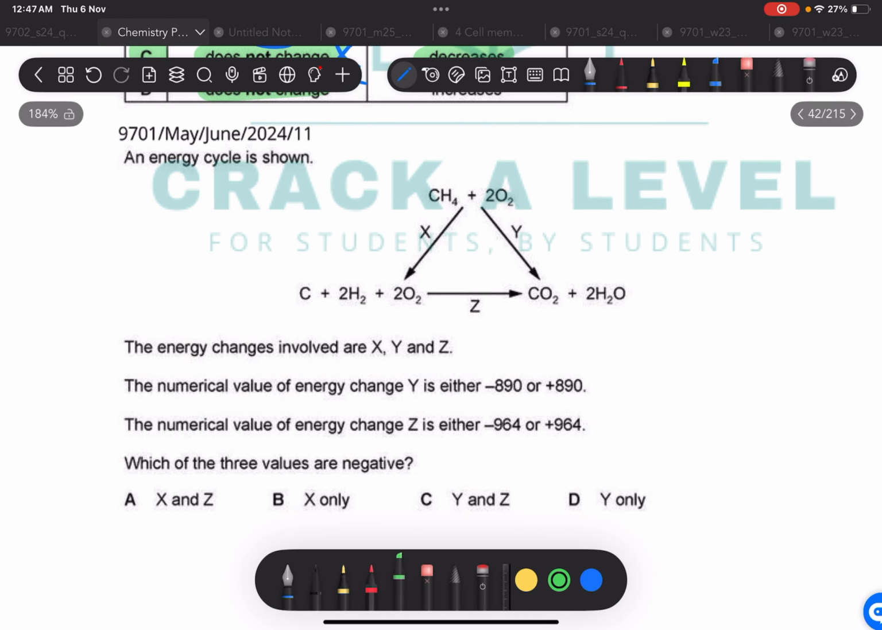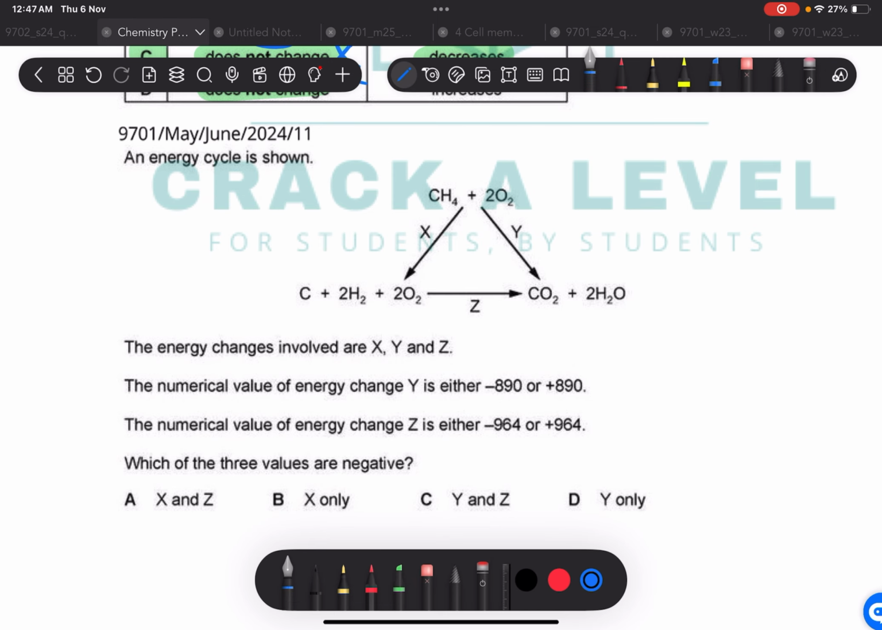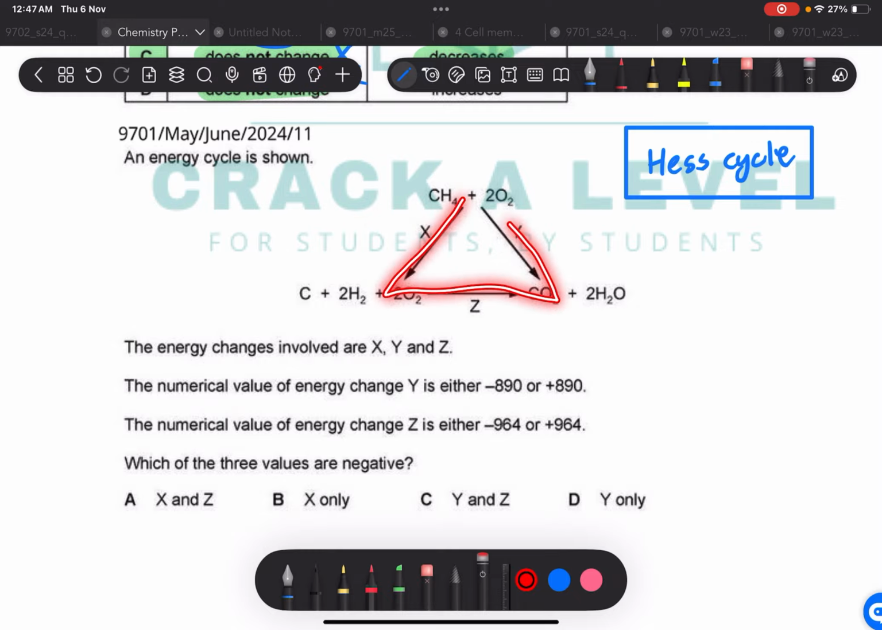Okay, next part says an energy cycle is shown. Okay, what kind of cycle is this? This is a particular example of a very beautiful Hess cycle. Chemistry is such a lovely subject. I don't know why you guys feel it's difficult, or I just don't get it when people say it's difficult. It's easy as ABC. Okay, so this is a Hess cycle.